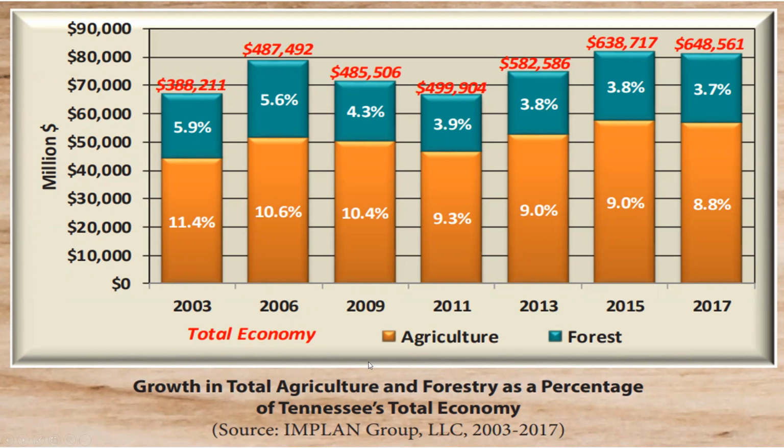Of that, 3.7% is forest, which would be about $24 billion. That would be the total economic output for the state. And the other remaining 8% of the state economy would be agriculture related industry. So just looking at this, we can see in general around $81 billion is the economic impact that agriculture and forestry has on the state economy.